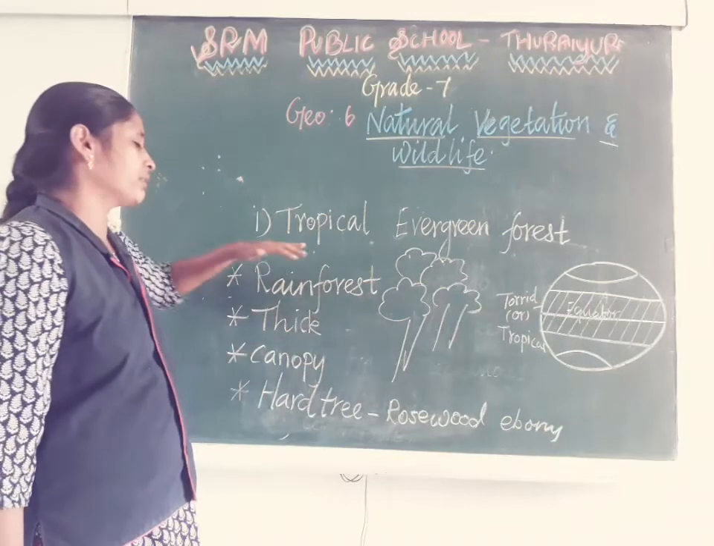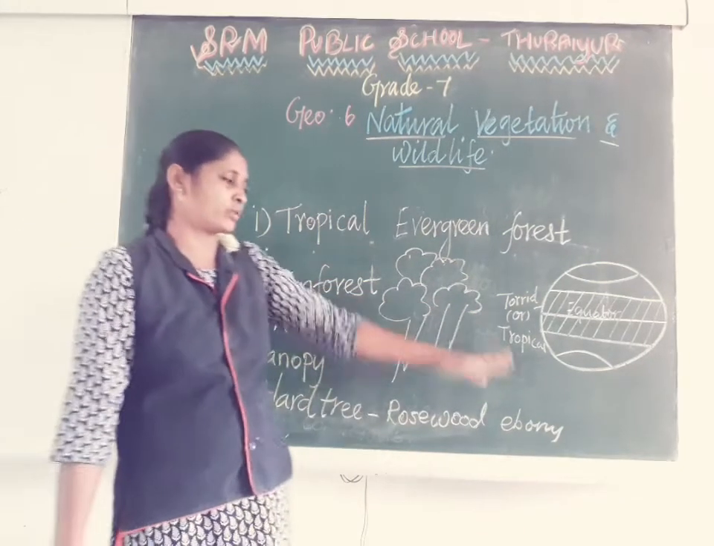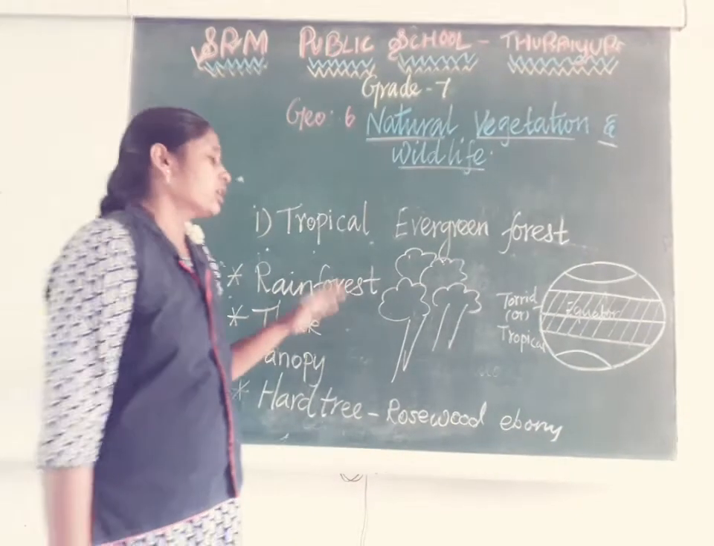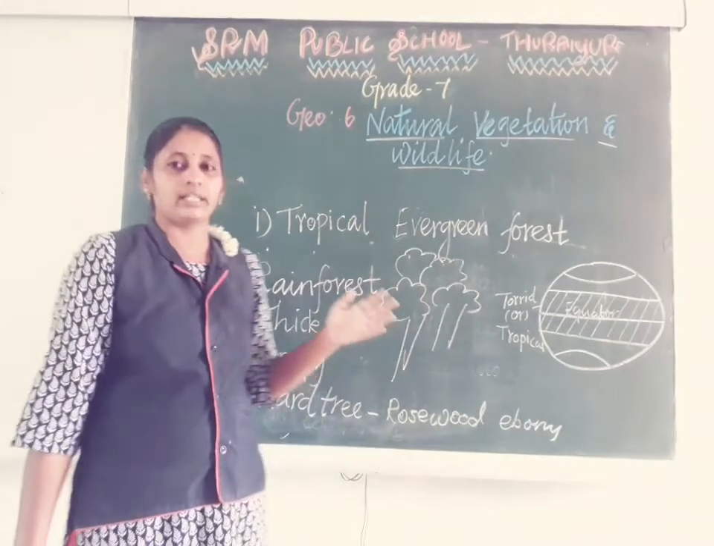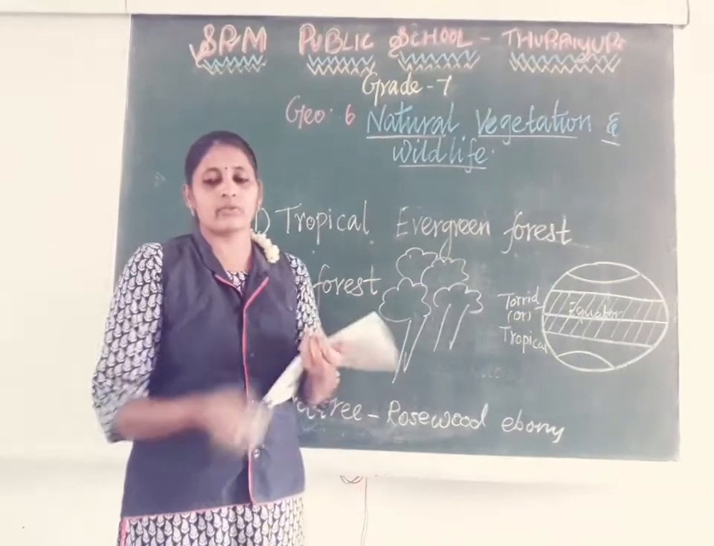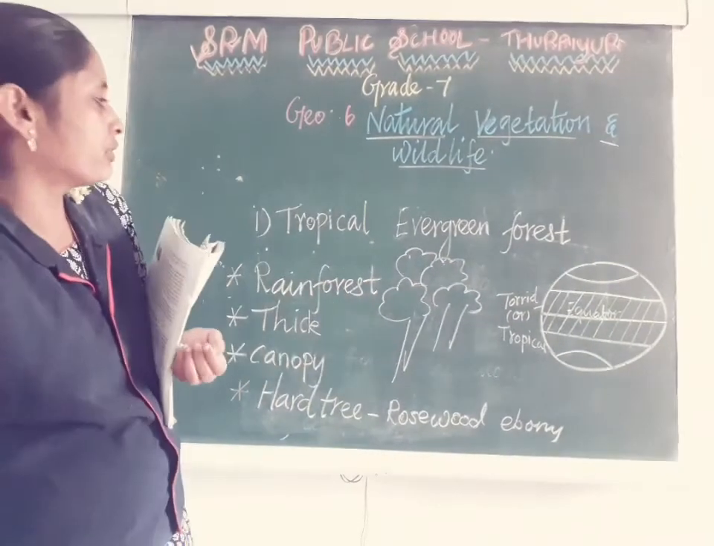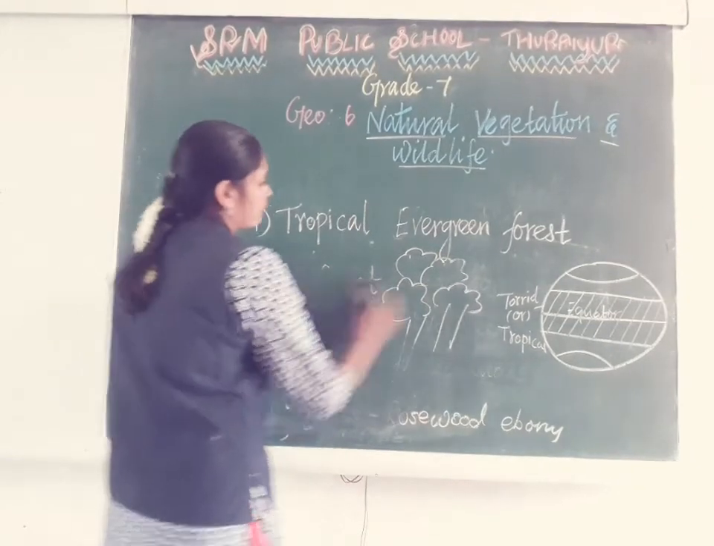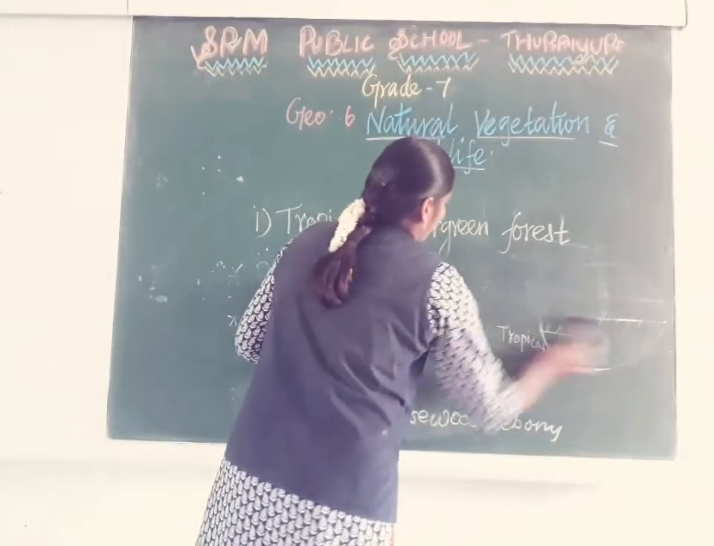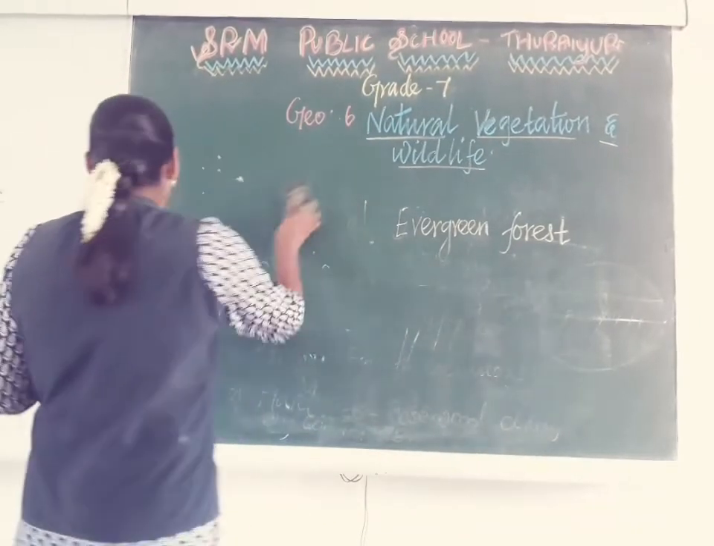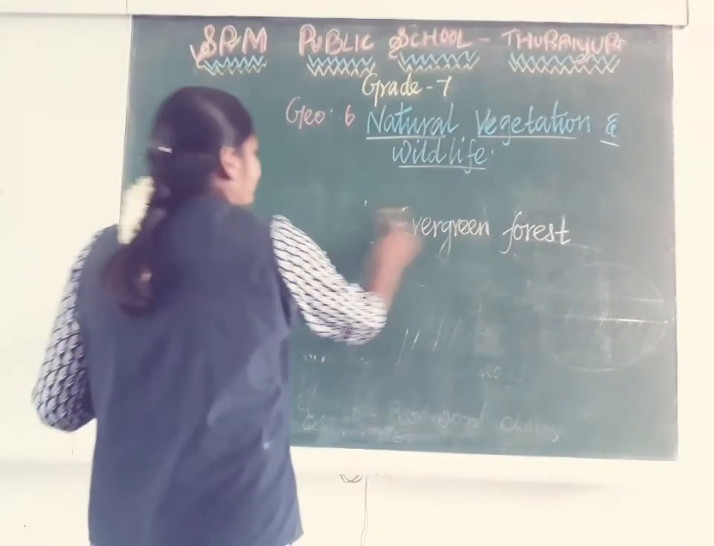Tropical evergreen forest gets its name because of its location. All throughout the year it has green leaves on the trees, that's why it is called evergreen forest. What is the other name of tropical evergreen forest? Rainforest. Next we are moving to the next forest.